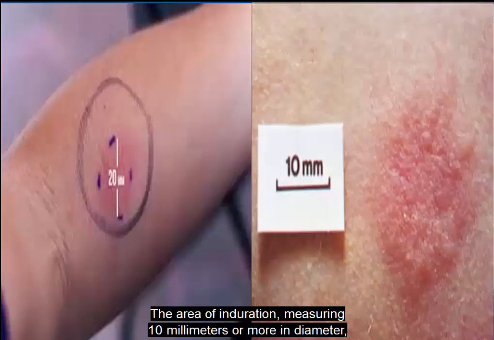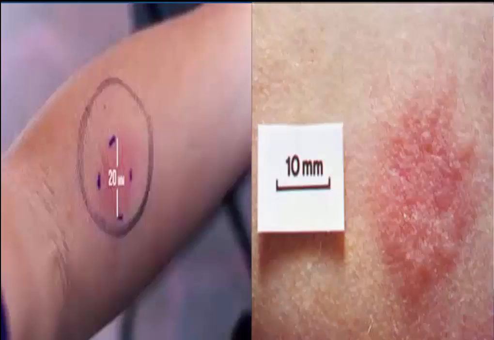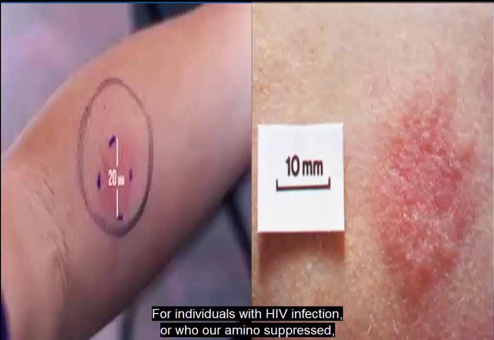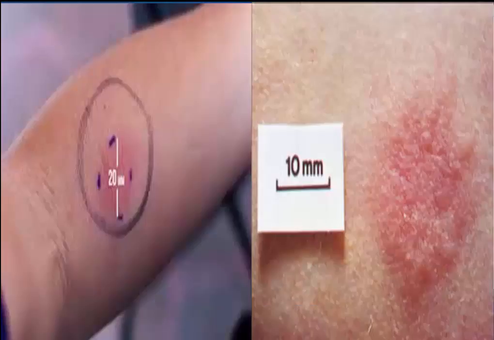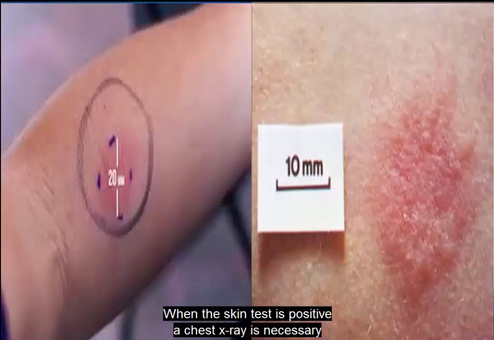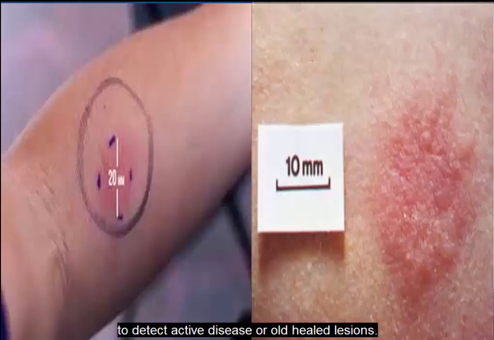The area of induration, measuring 10 millimeters or more in diameter 48 to 72 hours after injection, indicates exposure to tuberculosis. For individuals with HIV infection or who are immunosuppressed, a reaction of 5 millimeters or larger is considered positive. When the skin test is positive, a chest X-ray is necessary to detect active disease or old healed lesions.